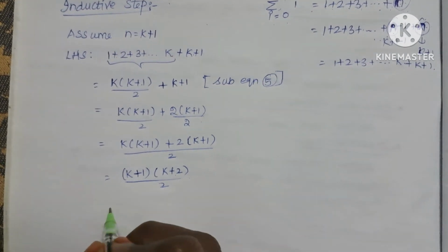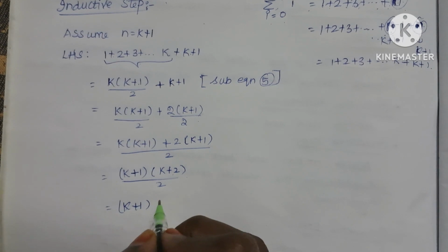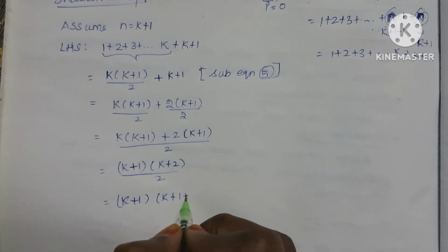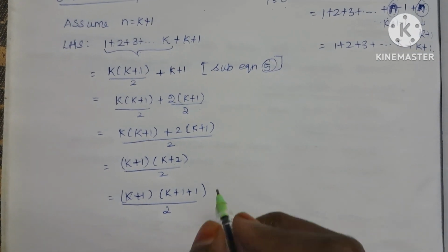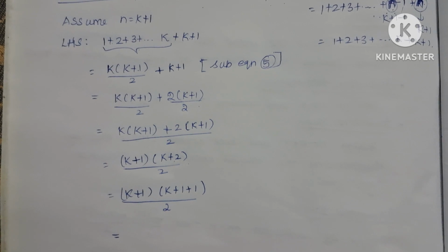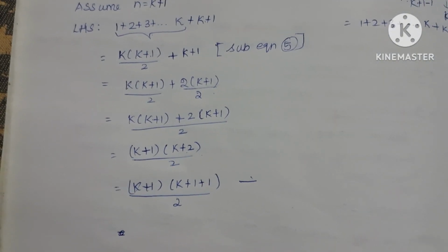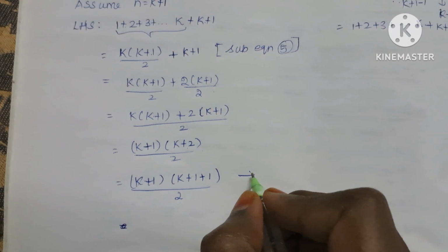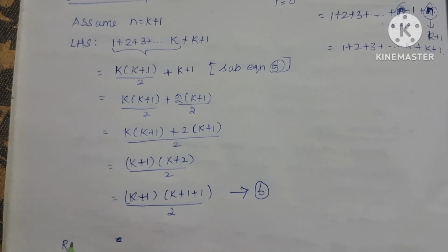This can be written as k plus 1 into k plus 1 plus 1 by 2. So which is equal to, okay, mark this as equation 6. Let's get the value for right hand side.